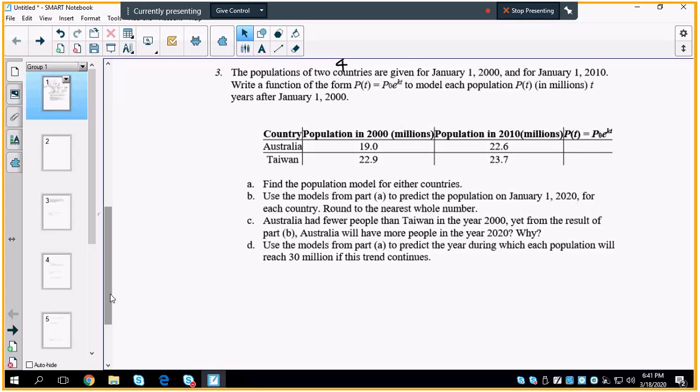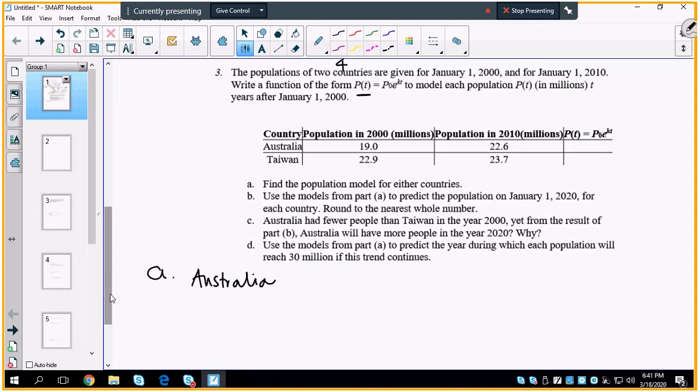So it is about Australia and Taiwan. The populations in millions are given in 2000 and 2010. And the first question is asking me to find the population model for either country. So let's try to answer this question. First one, let's do it for Australia. And again, you know the population model. P(t) is the final population.